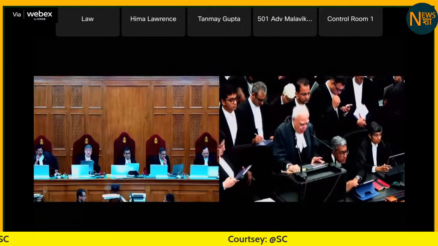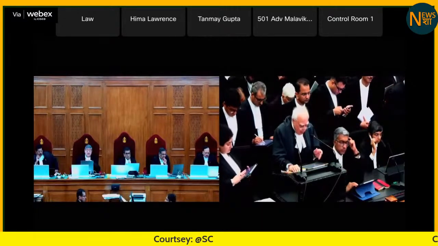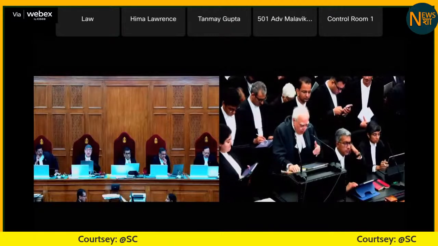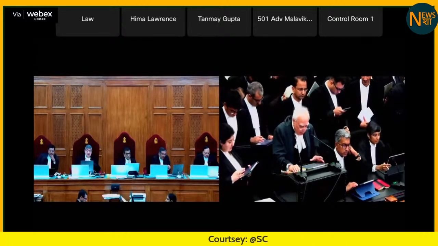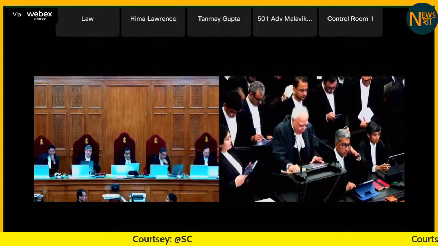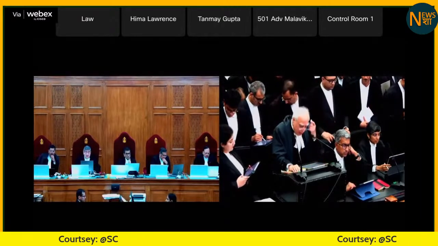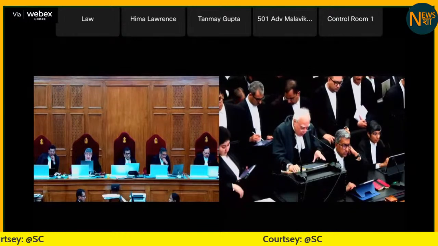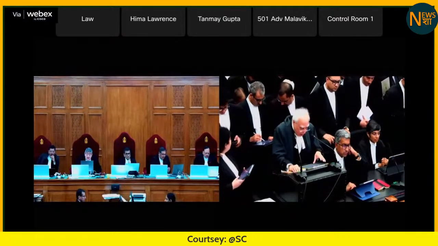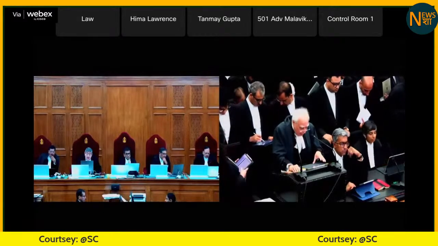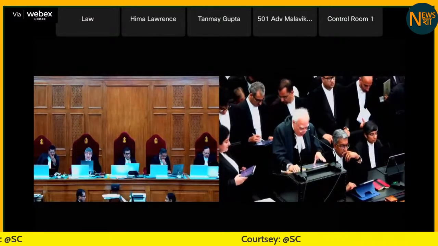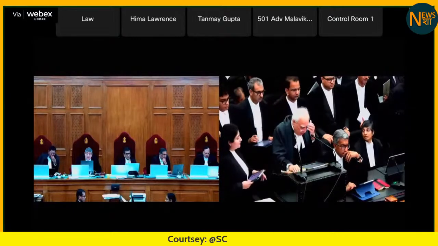And to secure to ourselves justice, social, economic, political, liberty of thought, expression, belief, faith, and worship, equality of status and of opportunity, and to promote among us all fraternity, assuring the dignity of the individual and the unity of the nation. In our Constituent Assembly, this 17th day of November, 1956, do hereby adopt, enact, and give to ourselves this Constitution.